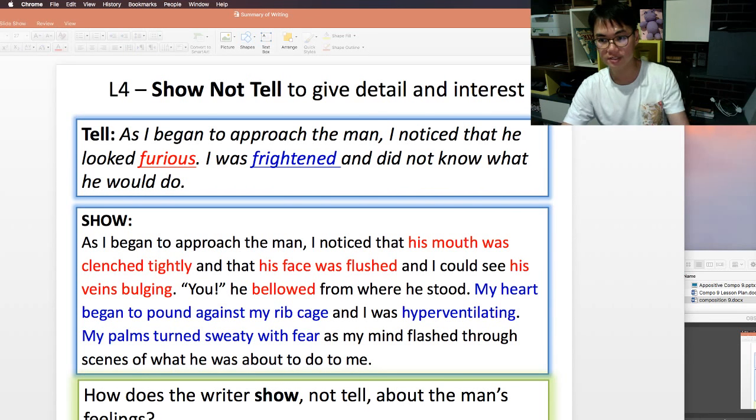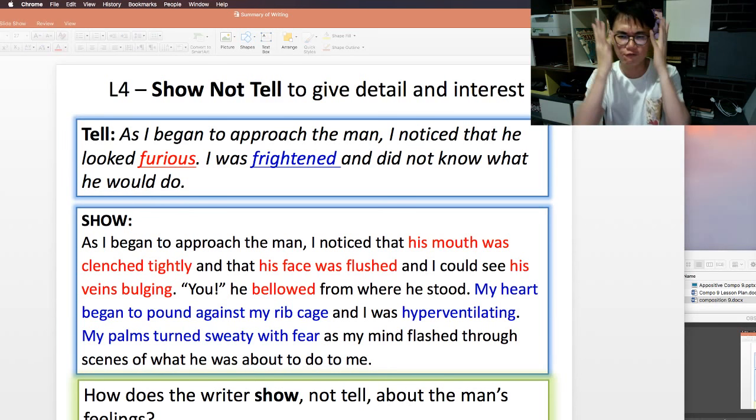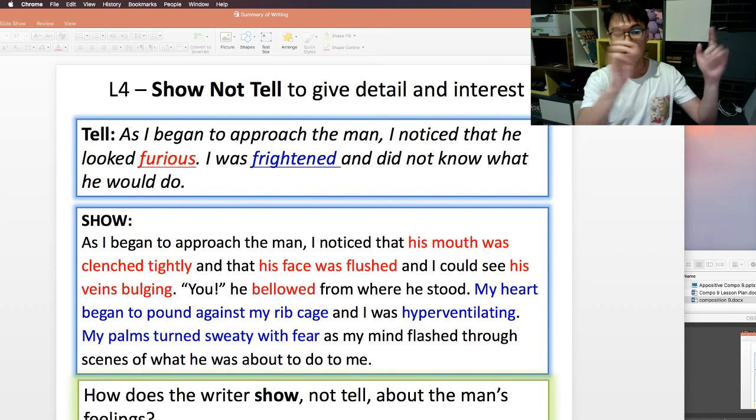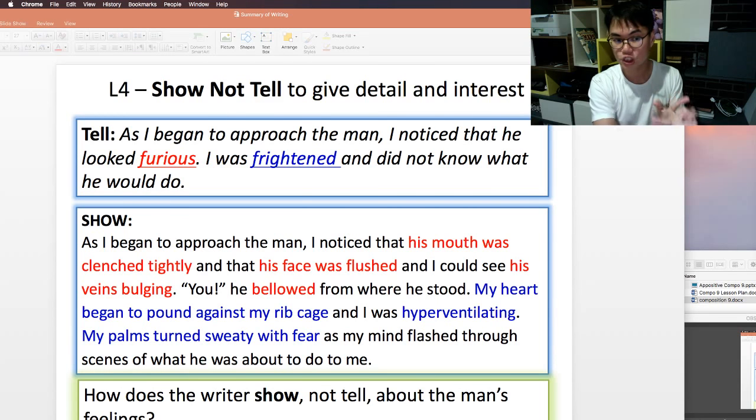Again, like I said, if you're not sure how to do show not tell, this is an example that should show you. Instead of saying that I noticed that he looked furious, I don't use the word furious because furious is telling. I don't want to tell, I want to show. So as I approached the man, I noticed his mouth was clenched tightly, his face was flushed, it was red, and his veins were bulging. "You!" he bellowed from where he stood. So mouth clenched tightly, face flushed, veins bulging, bellow, all these are clues that show me this person is angry.